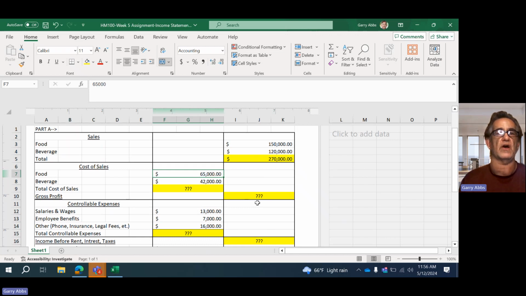Same with beverage. We know that we've taken in $120,000, but that's not what we get at the end of it, because we do have to pay some costs. That's 42,000 out of the 120. And so if we add both 65,000 plus 42,000, that's going to give us the total cost between food and beverage. Again, same thing. Go up here to the sum, click enter, 107,000. So that means that on $270,000 in sales, it costs us $107,000 of sales.